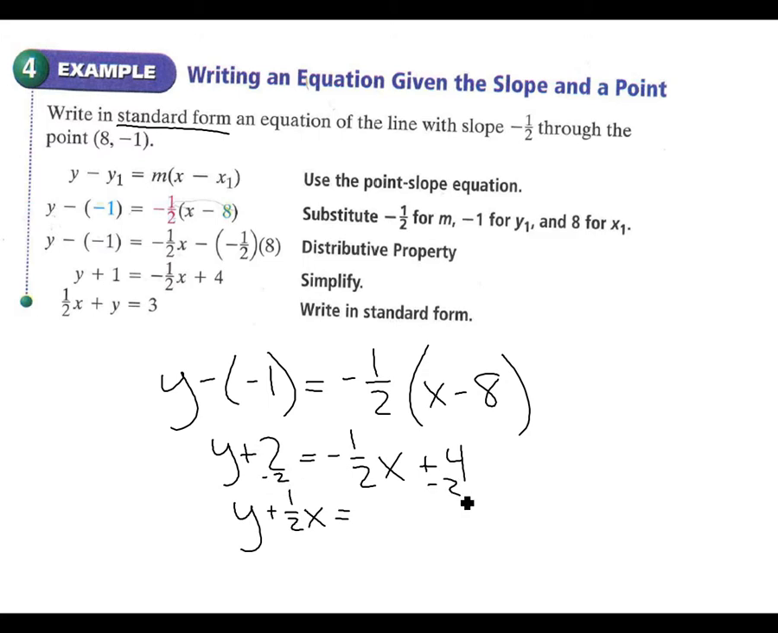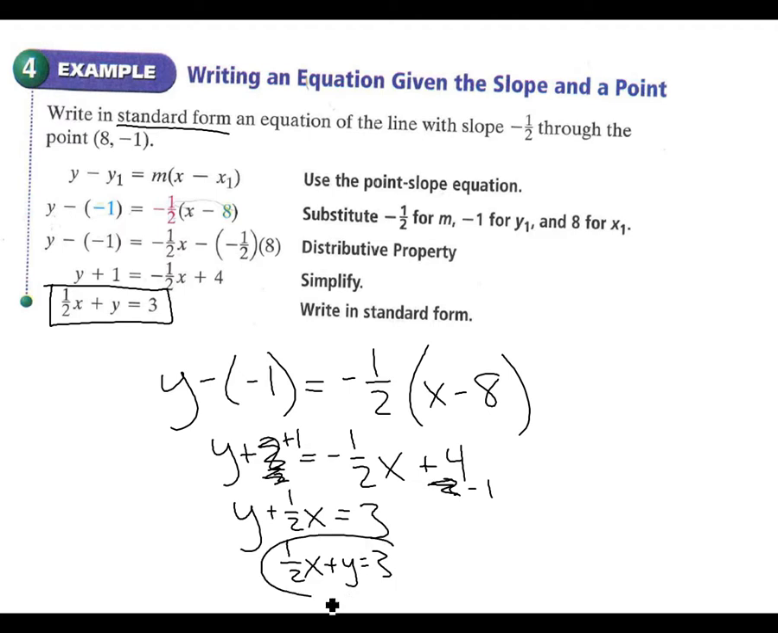Did I not distribute right? Oh, this is a 1. Plus 1. Getting ahead of myself. So we'll have to minus 1, so we get 3 on this side. And you'll notice here, standard form, we do like to write the x before the y. So I'd rewrite this 1/2 x plus y equals 3 for our final answer in standard form.